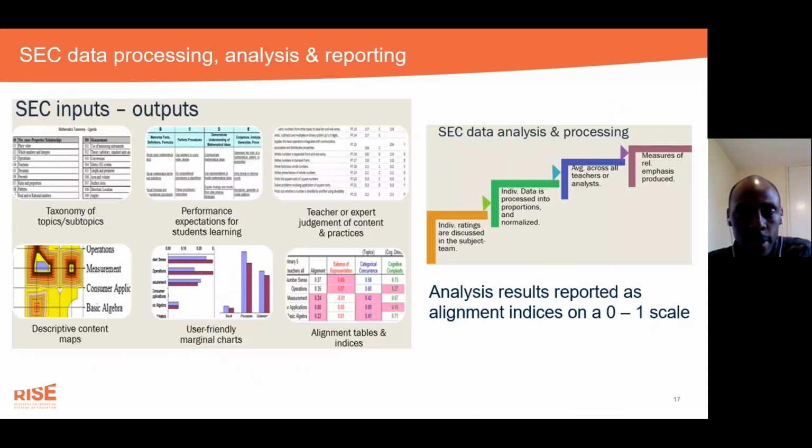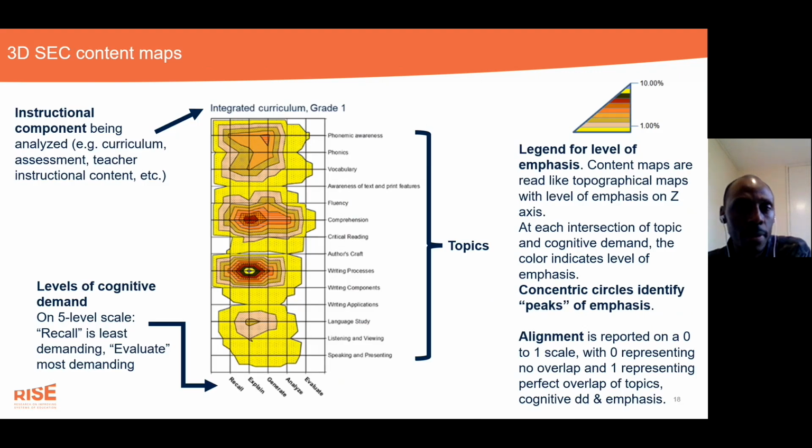So when the alignment is 0, that means that the components that are being compared are completely unrelated, so that's misalignment. And then when it's 1, that means perfect alignment.